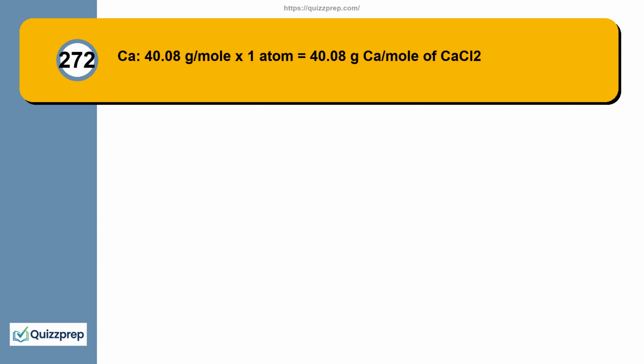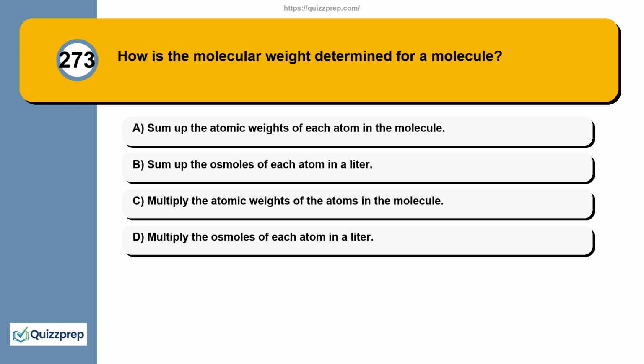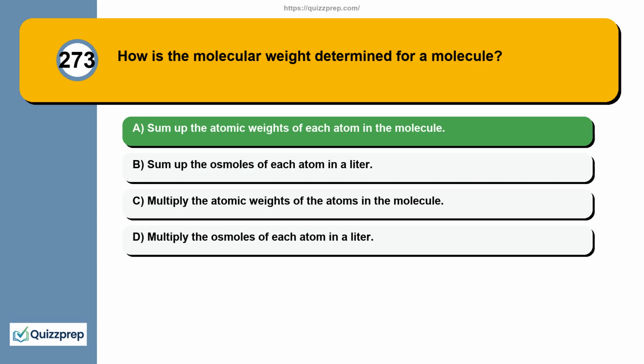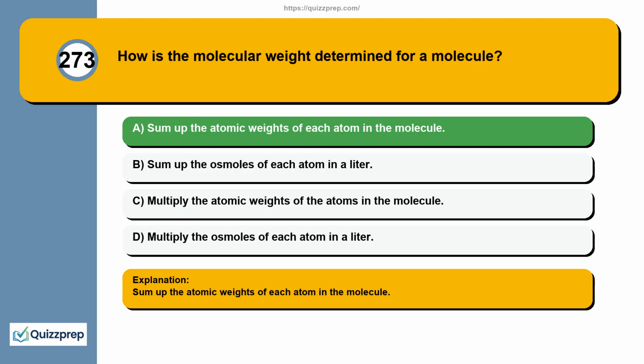Question 272. Ca 40.08 g/mol x 1 atom equals 40.08 g Ca/mol of CaCl2. Option. The correct answer is option Nan. Question 273. How is the molecular weight determined for a molecule? Option A, sum up the atomic weights of each atom in the molecule. Option B, sum up the osmoles of each atom in a liter. Option C, multiply the atomic weights of the atoms in the molecule. Option D, multiply the osmoles of each atom in a liter. The correct answer is option A, sum up the atomic weights of each atom in the molecule.